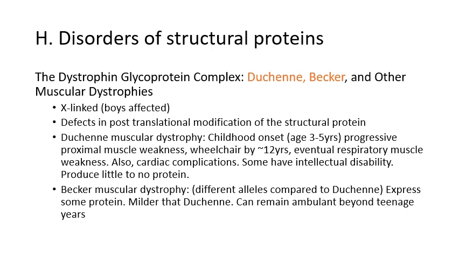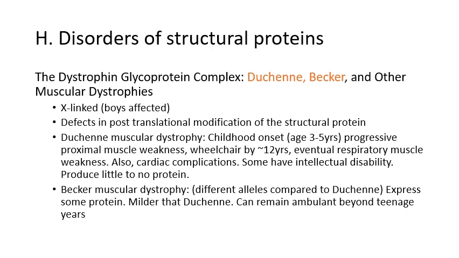There is progressive proximal muscle weakness, so they have difficulty crawling or even standing up and walking. They're usually in a wheelchair by 12 years, and many of them haven't walked at all. Eventually, they might have respiratory muscle weakness as well and be unable to breathe without any assistance. And they could also get cardiac complications. Some have intellectual disability too. They produce little to no protein.